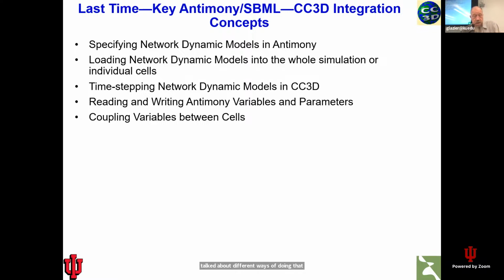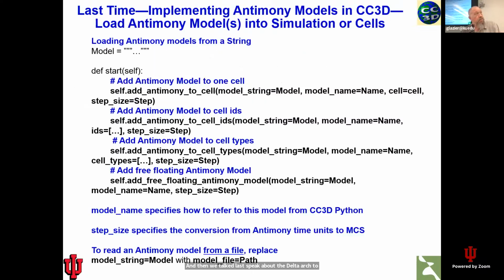Again, I strongly remind you that there are manuals online for all of this and examples. There also are demos with this done in the CompuCell demos folder, not the demos for the course, but packaged with CompuCell as well. And then you have to be able to read and write antimony variables. Again, that's pretty easy because all of those variables show up as dictionary entries, but not the dictionary for the cell. It's cell.sbml.modeldict. And then we talked last week about the delta notch to couple variables between the cells, which we have to do essentially by hand in Python.